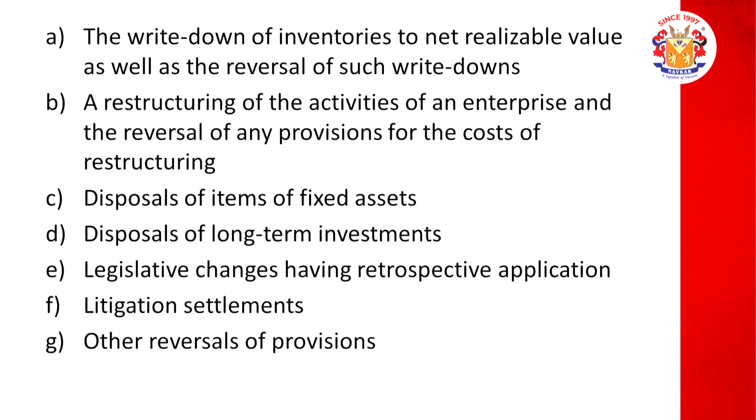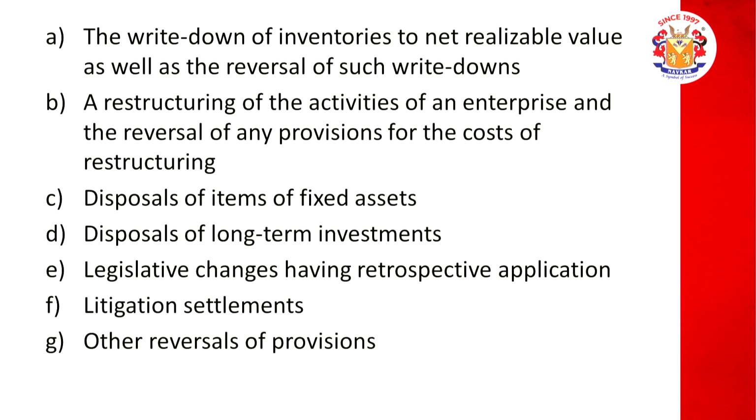In AS2 we studied about cost or NRV, whichever is lower. If you are writing down your inventories to net realizable value, that is even below cost, then it is an exceptional item for the enterprise, because it's of a different nature. It's not necessary that the size should be different, it can be of different nature also.